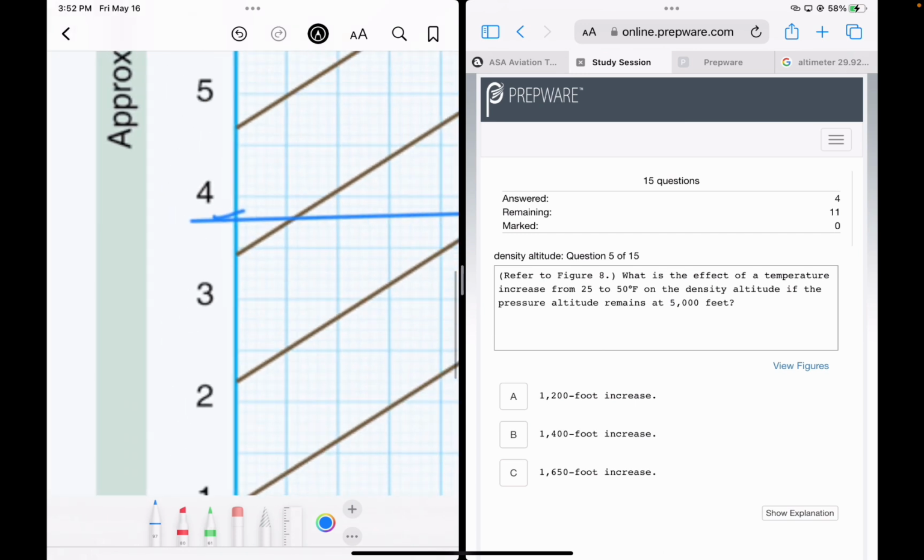And then you zoom in to see what it says. So if these are in thousands of feet, then every little box would be 100. So this would be 3,000, and then you count 100, 200, 300, 400, 500, 600, 700, 800, and then your density altitude would be 3,800, okay?